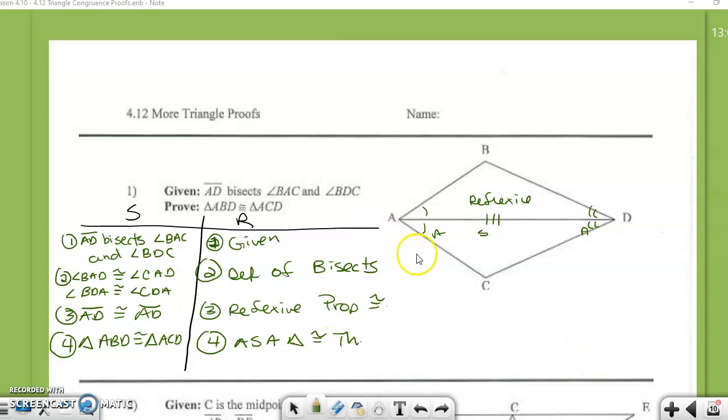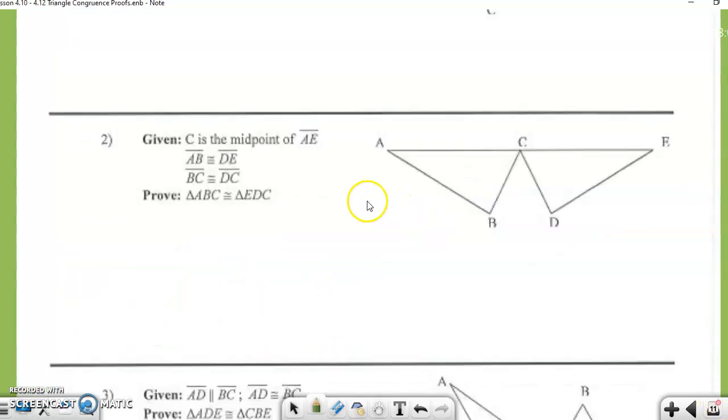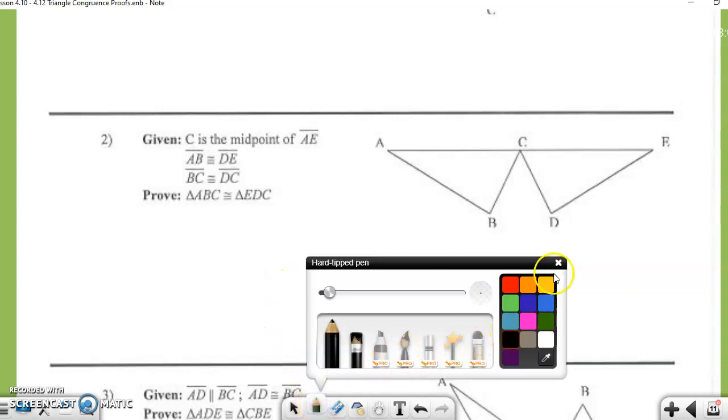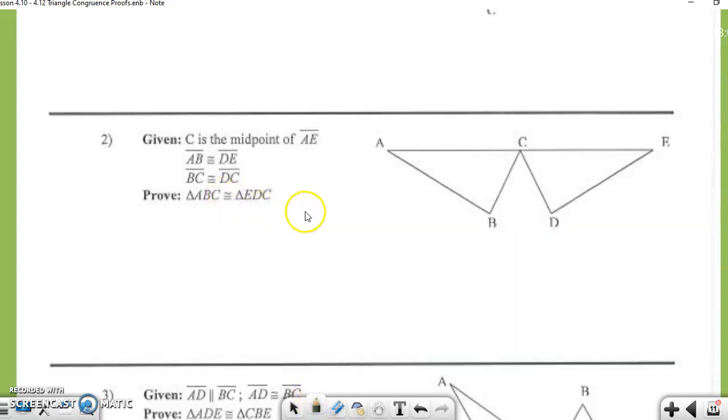Alright guys, we are still in lesson 4.10 to 4.12, triangle congruency proofs. We're moving on to some more examples. Work these with me. See if you can kind of anticipate what my next move will be in the proof.